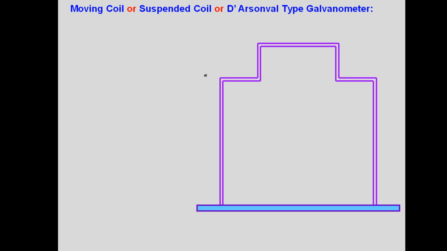Now the moving coil or suspended coil, which we can also call the D'Arsonval type galvanometer. Here the moving coil galvanometer, the simple galvanometer we have used in the potentiometer, meter bridge and Wheatstone bridge, we are going to discuss its working. The concept is based on the same concept we have already studied, that whenever a current carrying coil is placed in a magnetic field, torque acts on it, it gives deflection, and the galvanometer works on the deflection method.